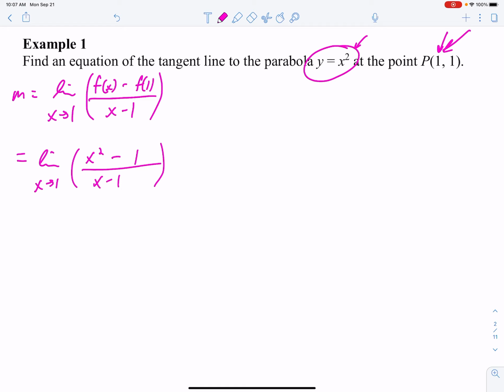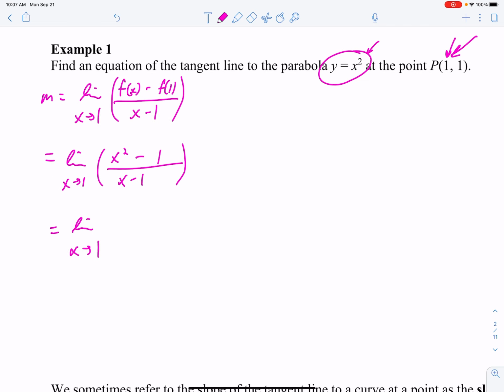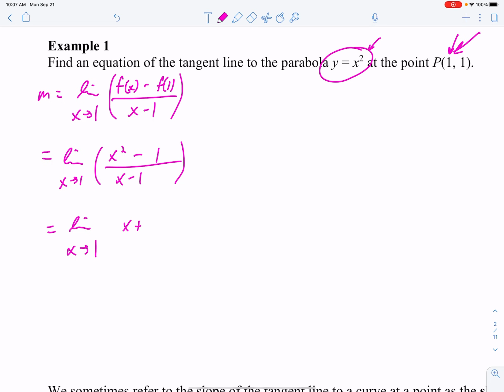Okay, so we've got to play a game here. We've got to try to manipulate this function and simplify it in some way. Remember, that is a difference of squares. Make sure, very important on the exam, when you write everything out, you've got to show your work. If you don't show your work, you will lose points. So this is x plus 1, x minus 1 over x minus 1.